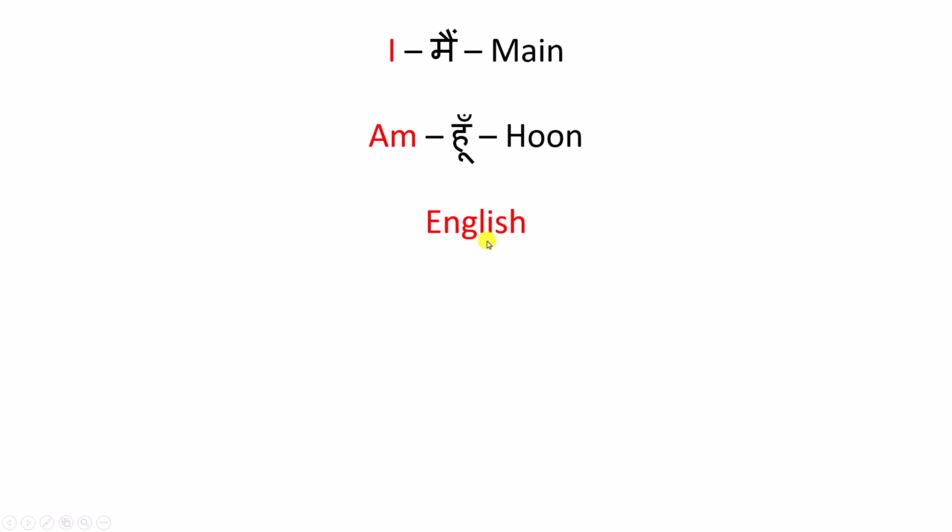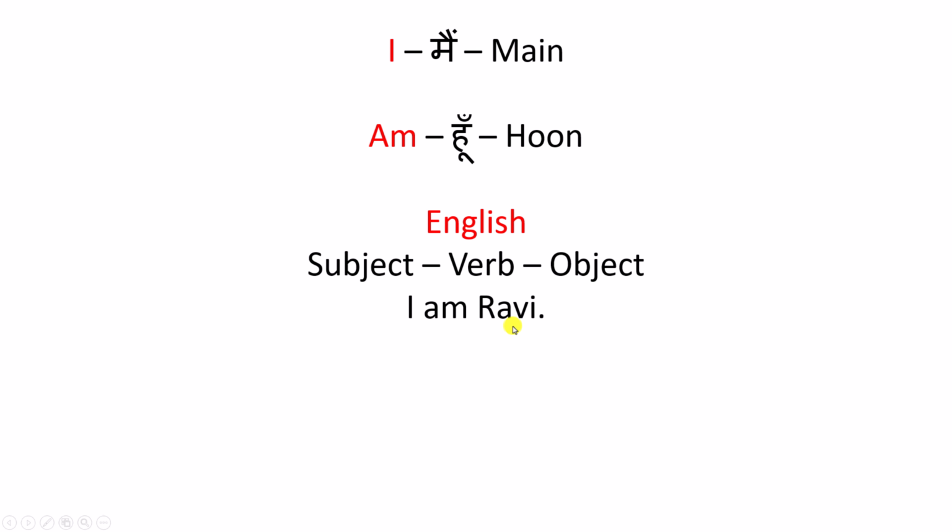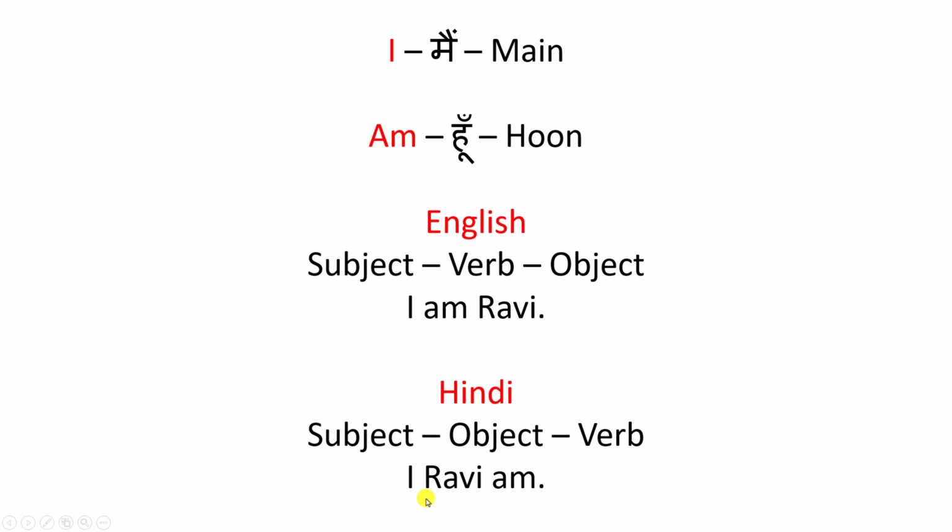In English, we follow subject, verb, object, sentence structure. So, this would be a proper English sentence. I am Ravi. Subject, verb, object. But in Hindi, we follow subject, object, verb, sentence structure. And so, we will have the words in this order. I, Ravi, am. Alright? Now, using these two words, let us translate few English sentences to Hindi.